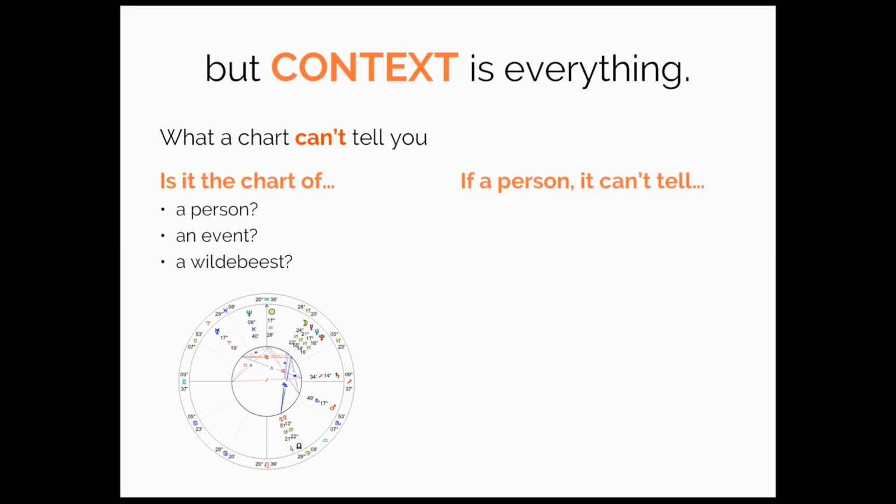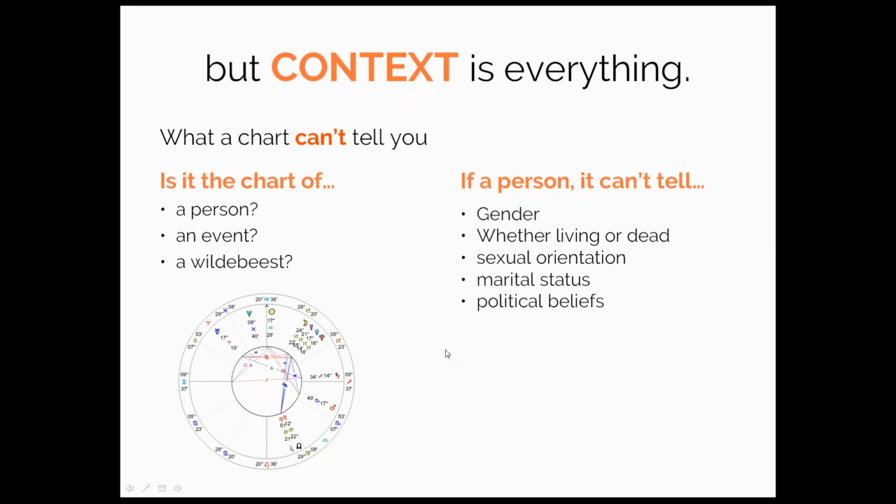Even if we do know that it's the chart of a person, we can't tell if it's male or female, living or dead. We don't know anything about the person's sexual orientation, their marital status, their political beliefs, their profession, their religion. The chart gives us a lot of clues about some of those things. We can get a general idea of their approach to the idea of marriage and whether or not they might favor a particular profession.